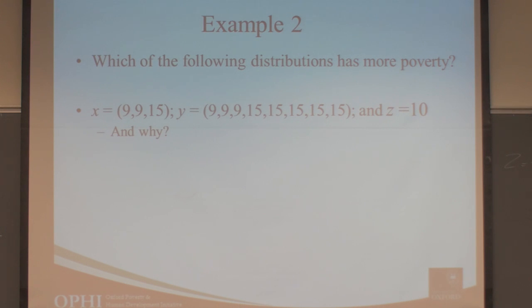Example 2. You have one society here. How many poor are here? 2. And here you have 1, 2, 3, 4, 5, 6, 7, 8: an 8-person society. You have 3 of them as poor. Which society has more poverty? And why? One by one. Why does it have more poverty? There are 3 poor people, which is 1 more person. Well, but then there are 5 more people to support him.